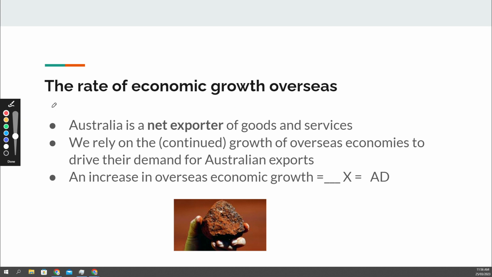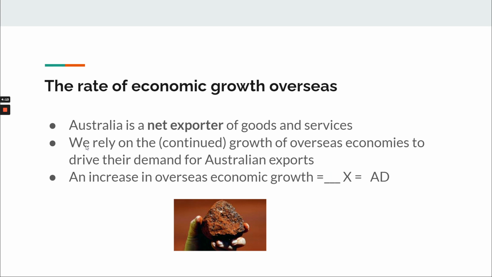Now, if China's growing at a rapid rate, which it has over the last 20 or 30 years, 10 or 15% per year, we are lucky to have iron ore and coal in the ground, which China needs for their rapid economic expansion. So when they grow, we see an increase in demand for our exports, and that increases X. All other things being equal, that would increase aggregate demand and increase economic activity. And of course, vice versa, if China slows down, which it may be at the moment, we're going to see a decrease in demand for our exports.